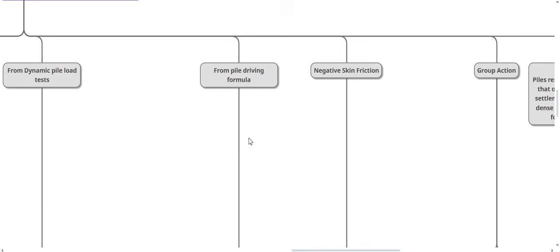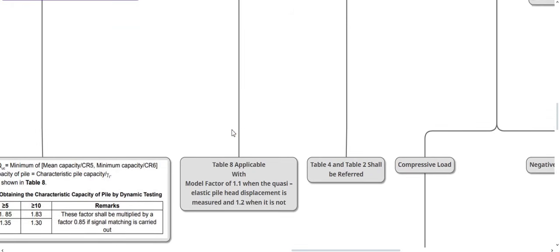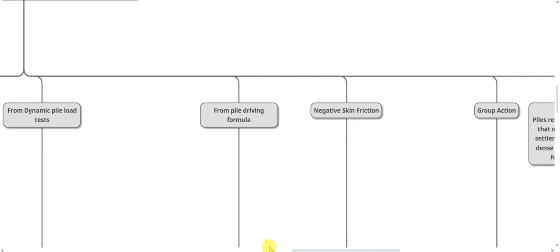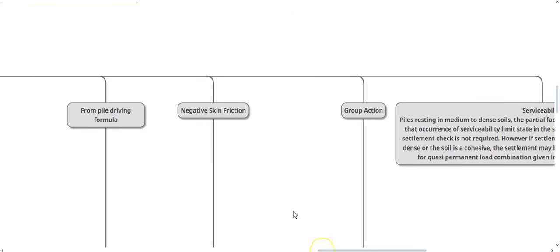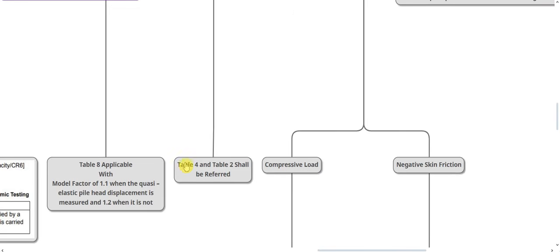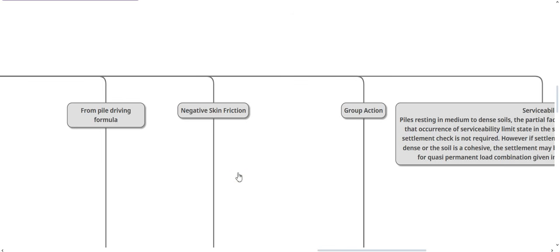If we calculate the capacity of pile from the pile driving formula, we need to refer to table 8 with model factor 1.1 when quasi-elastic pile head displacement is measured and 1.2 when it is not. So next we have the negative skin friction. For negative skin friction, the code says to refer to table 4 and table 2.